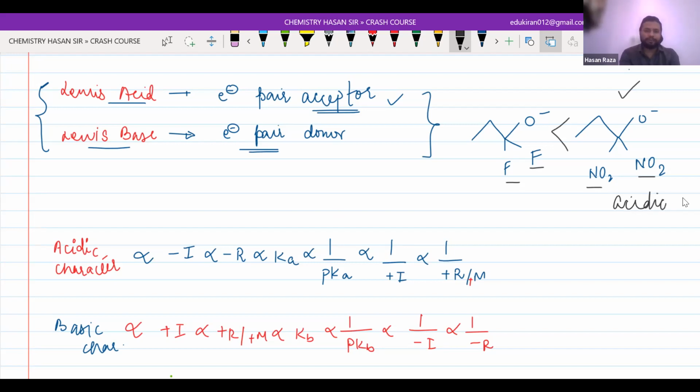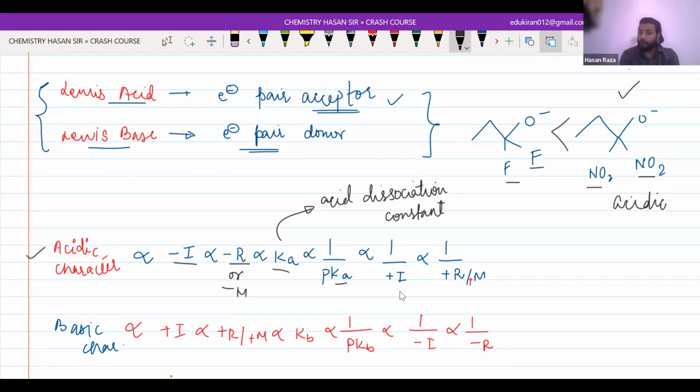So there is a simple rule: acidic character is directly proportional to minus I, negative inductive effect, electron withdrawing group, minus R, or you can write minus M, negative resonance or negative mesomeric effect, and directly proportional to K. K stands for acid dissociation constant. If the value of acid dissociation constant is more, then it is more acidic. It is inversely proportional to pK and inversely proportional to donating tendency. Acid is one which withdraws electrons, and if there is a group that is donating, that will decrease its acidic character. And basic character is the inverse of acidic.